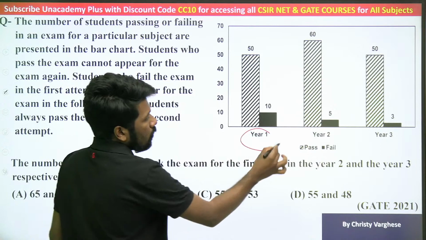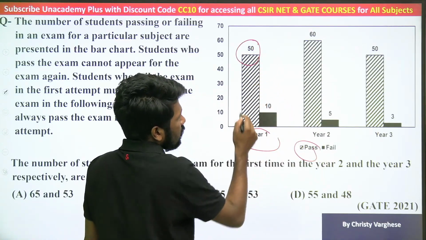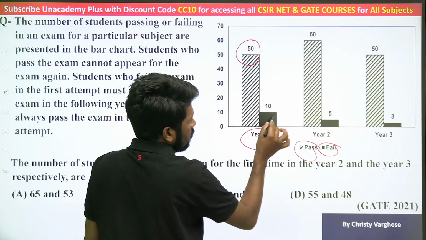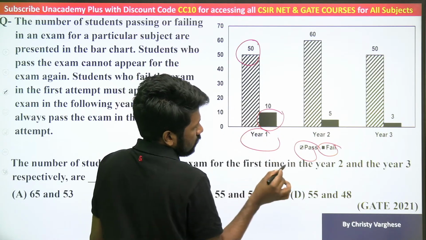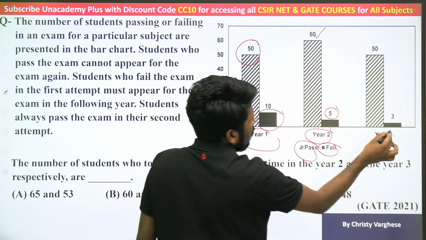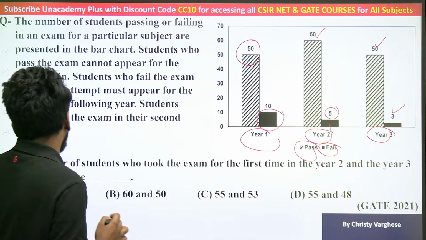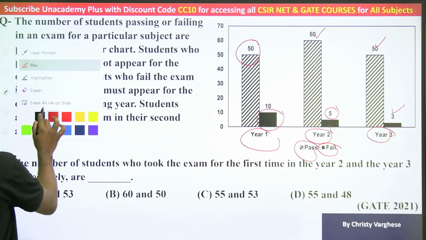Year 1, the number of students passed is represented by this shaded region, 50, and failed is denoted by this dark region. Year 2, passed is 60, failed is 5. Year 3, passed is 50, failed is 3. So this is what the question is saying. So we have understood the data correctly.